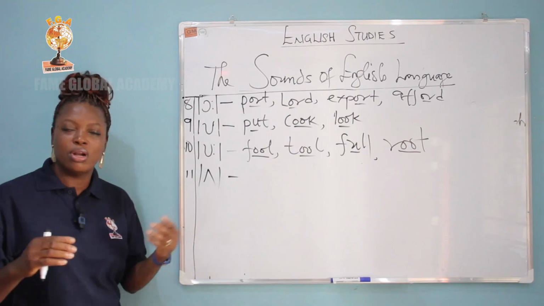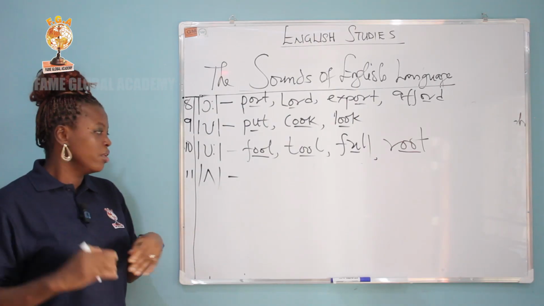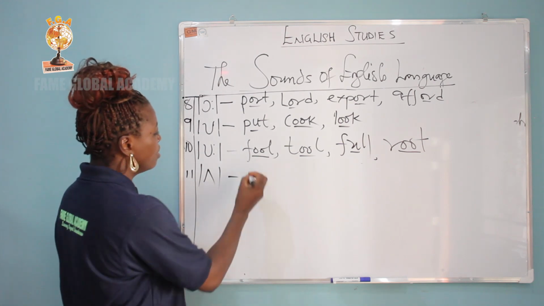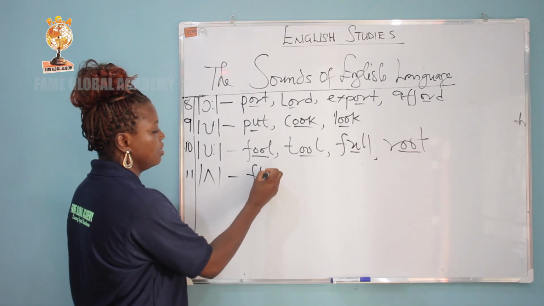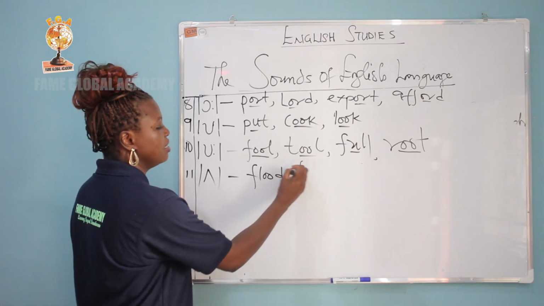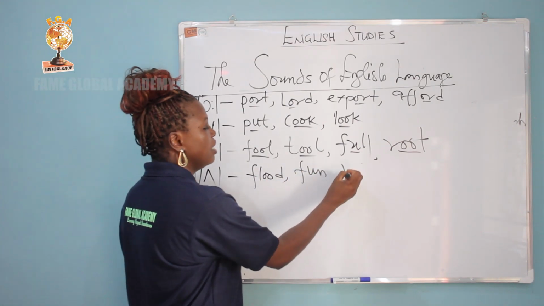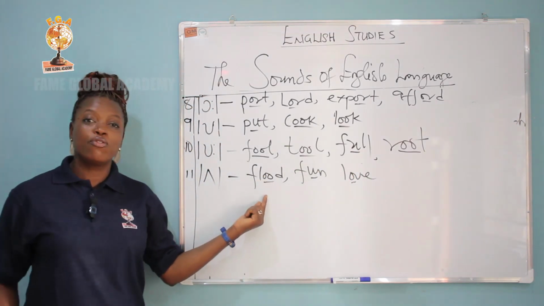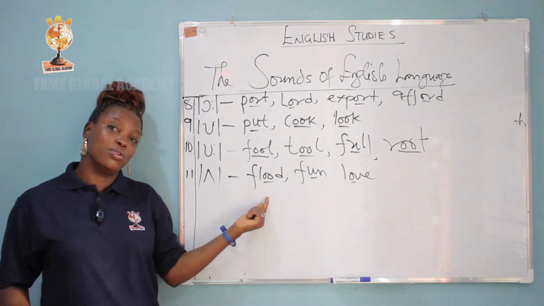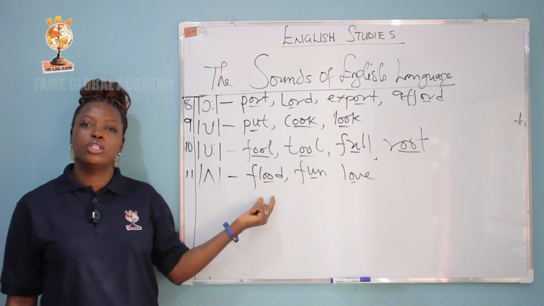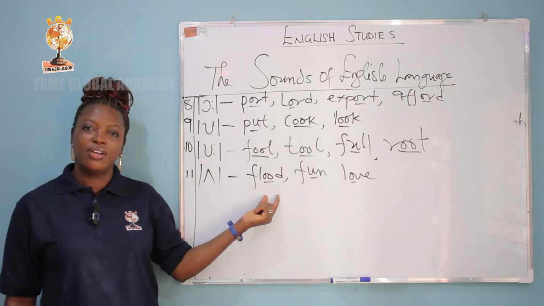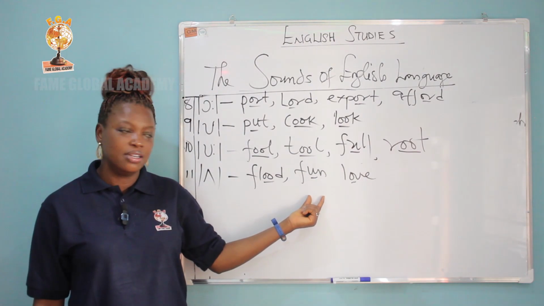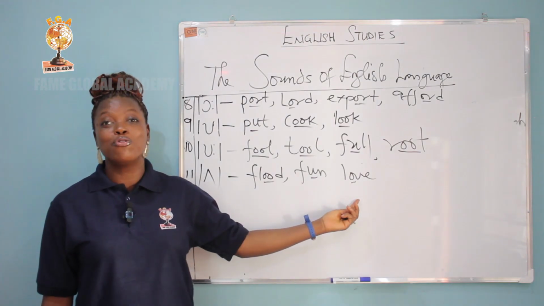So this sound is pronounced as /ʌ/, and it is present in words like flood, fun, love. So this word is not "flawed", like most of us actually pronounce. It's not "flawed", but what? Flood. This is not "fawn", but fun. And this is not "lov", but love.